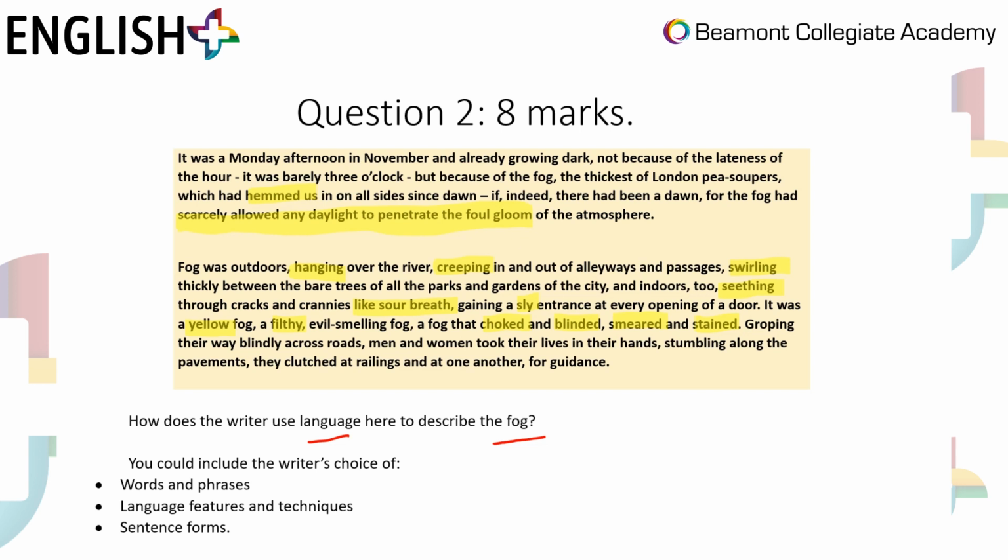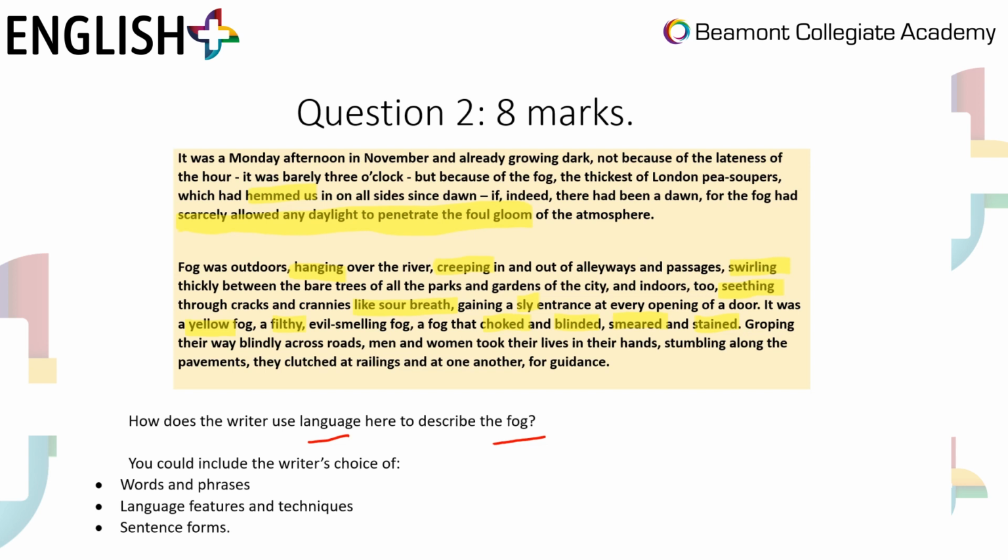Now, I always say, look for patterns if you can. So, if you see a colour, say, oh, are there any other colours? Do they contrast with that? Or do they link to that? Because we've done lots of inferences around colours and things that they could suggest.